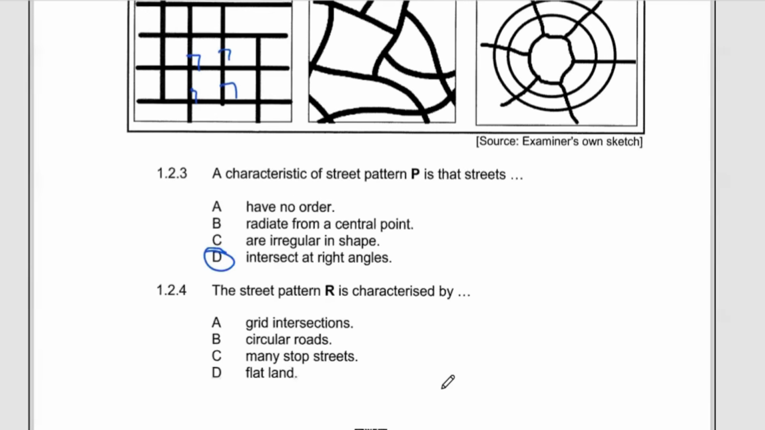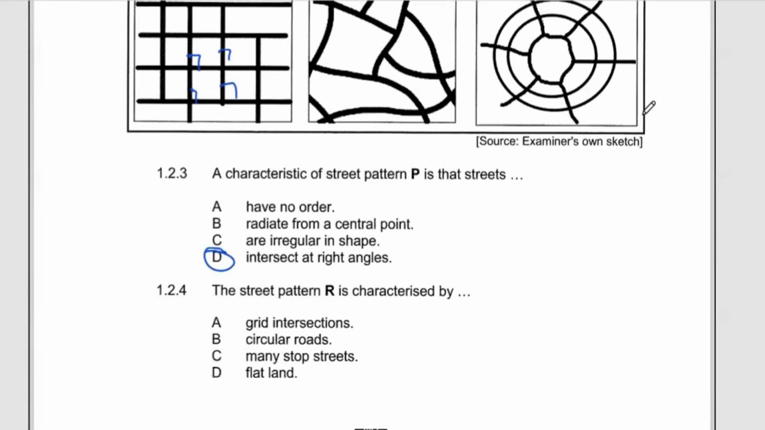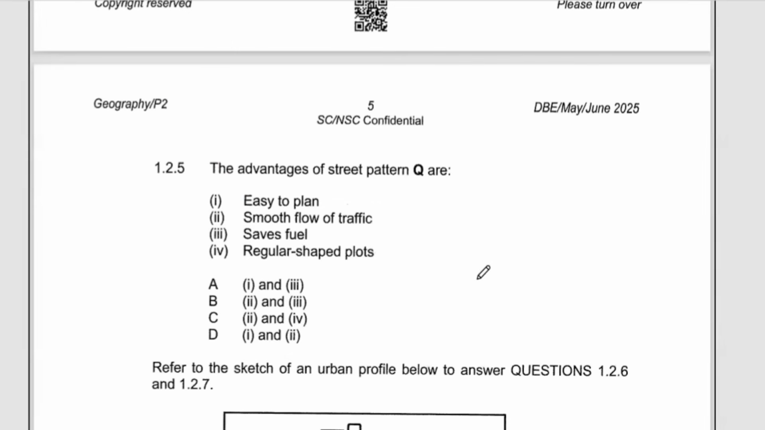Right, street pattern R is characterized by circular roads. You can see these roads are circular. They are circulating around the focal point of the settlement. Right, moving on to the next question.